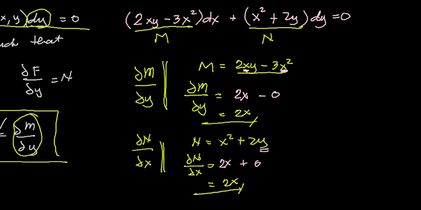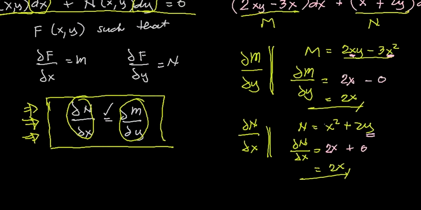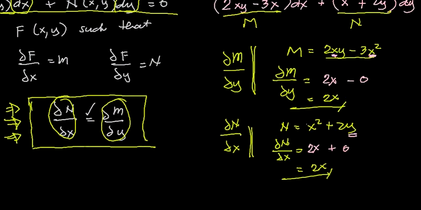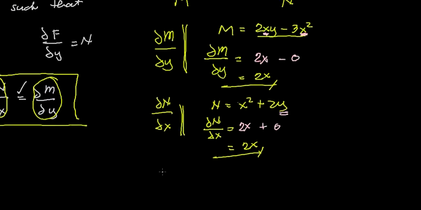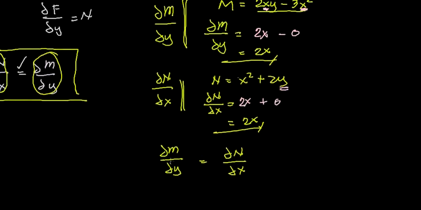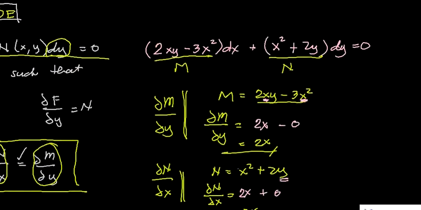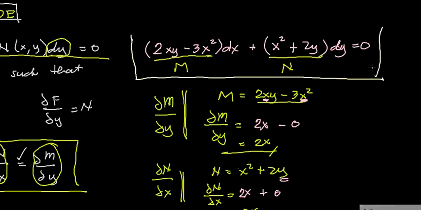Moving back, we say that we have an exact DE if the partial derivative of N with respect to x is equal to the partial derivative of M with respect to y. So let's equate the two. Since the partial derivative of M is 2x, and the partial derivative of N with respect to x is also 2x, then 2x is equal to 2x, and we prove that our given differential equation here is exact.